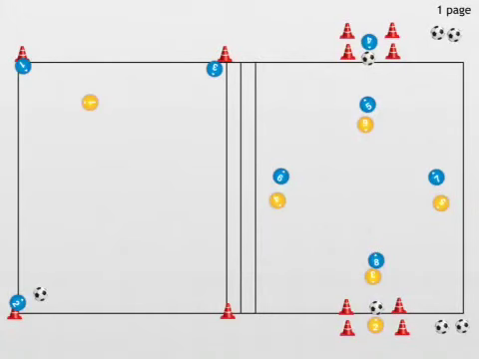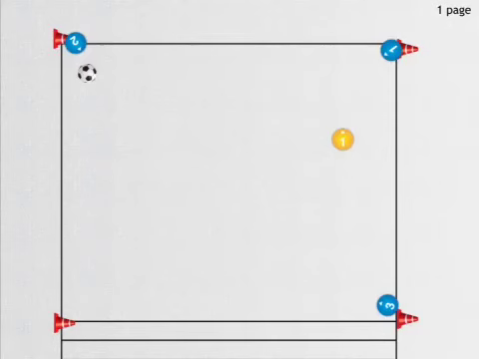Okay, the second part of our session after we've done our technical work will be twofold. I'll break this down to give you an example. So what we have here is basically a square of about 8 meters by 8 meters. We've got the blues, 1, 2 and 3 in the corners, and then number 1, the yellow, is a defender.